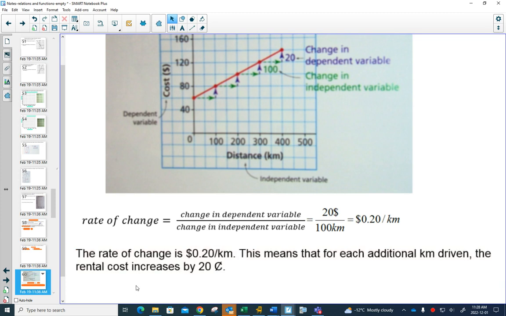So we would say that the rate of change is 20 cents per kilometer. And what does it mean? That means for each additional kilometer that you drive, the cost increases by 20 cents.